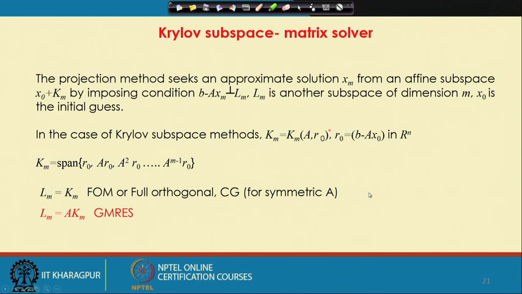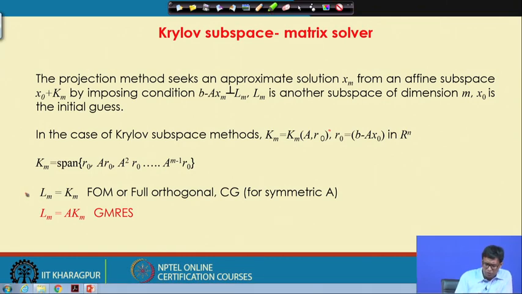So, Krylov subspace matrix solvers: this is a projection method that seeks an approximate solution xm from an affine subspace x0 plus Km by imposing the condition that b minus A xm, or the residual, is orthogonal to Lm. Lm is another subspace of dimension m, x0 is the initial guess. In case of Krylov subspace methods, this space Km is Km of A and r0, r0 is the initial residual, where Km is spanned by r0, A r0, A square r0, up to A to the power m minus 1 r0. And till now we have looked into orthogonal methods where Lm is equal to Km, which are called the orthogonal methods.